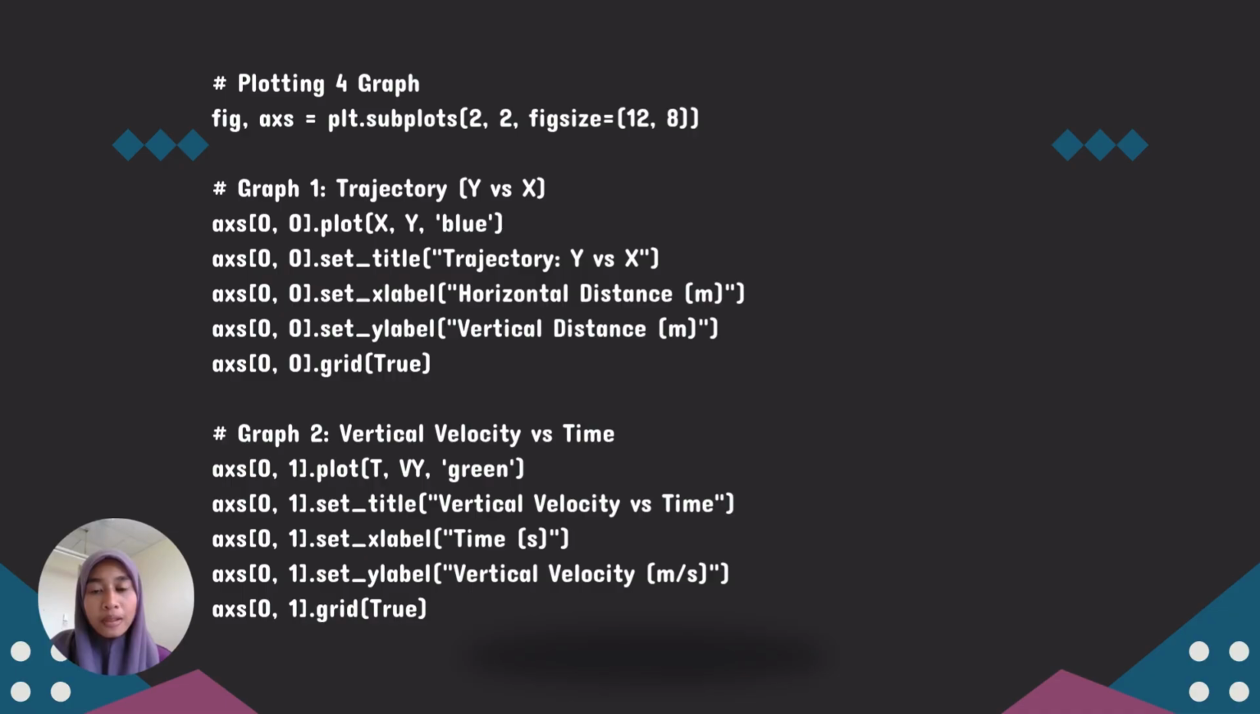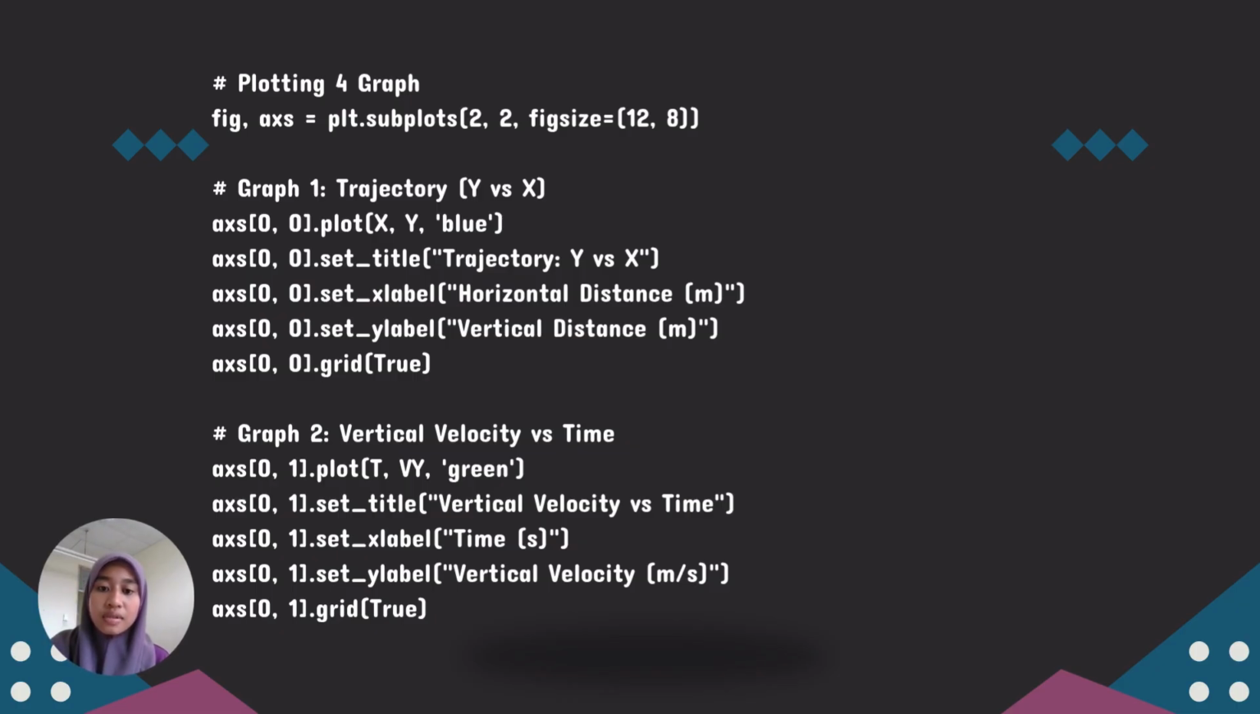So for my mini project, I will plot 4 graphs. The first graph is for trajectory, where the x label I set as horizontal distance in meters, and the y label I set as vertical distance. The second graph is vertical velocity versus time, where the x label is time and the y label is vertical velocity.